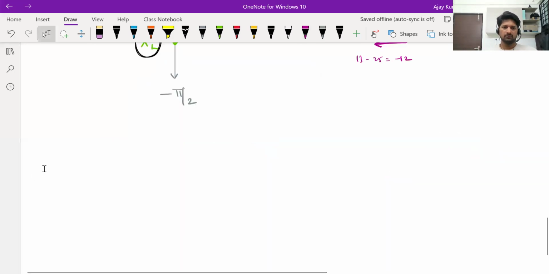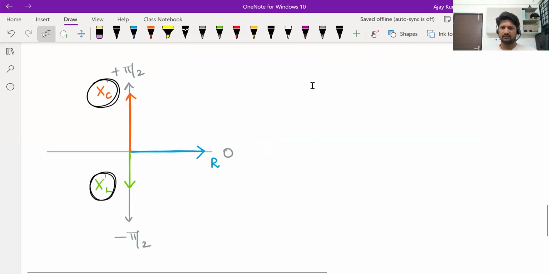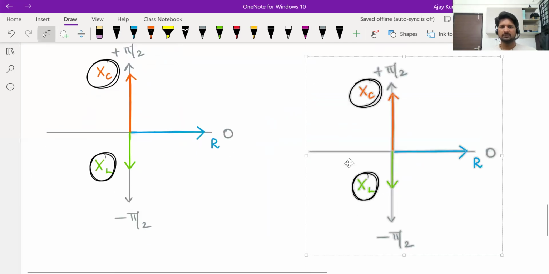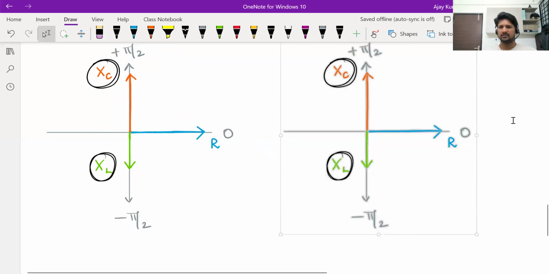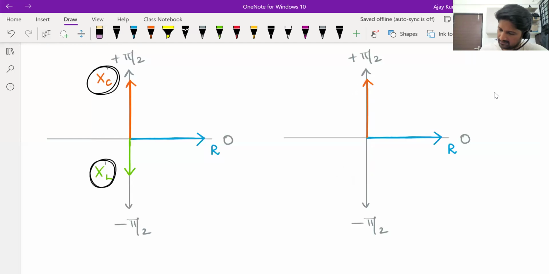Now here what we are going to do, we need the sum of these three vectors, XC, XL and R. Since XC and XL are exactly opposite to each other, we'll first simplify them. We'll first get their resultant, and then we'll bring R into the vector addition. So XC and XL are exactly opposite. Then we can say that their resultant, the combined effect of XC and XL, will be in this direction.